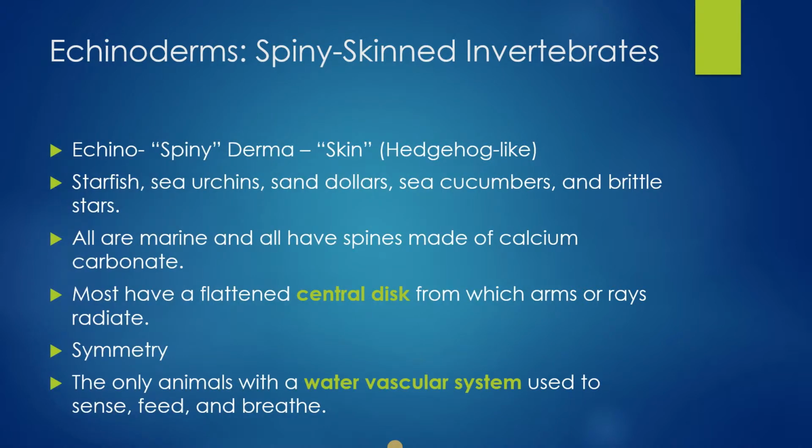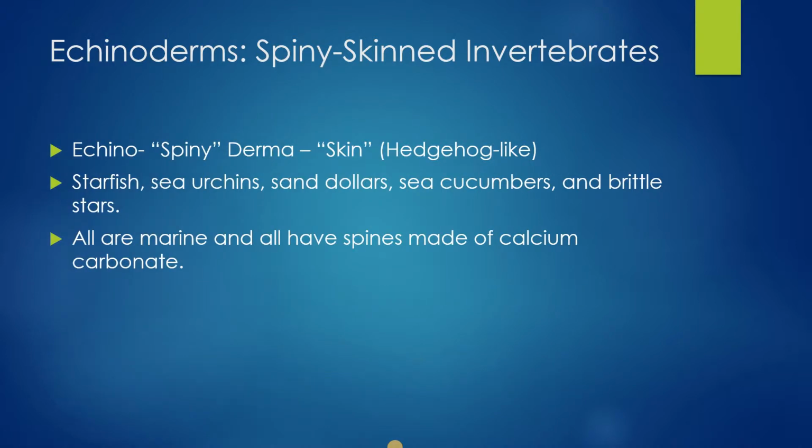Now, all echinoderms are marine, meaning they live in salt water, not just fresh water, but salt water as well, and all have spines made of calcium carbonate. Notice spines, meaning that, of course, they're pokey. You touch them, they might sting you. Obviously, you can touch a starfish, but you don't want to touch a sea urchin. It's not good for you. Calcium carbonate, that's limestone, but they, of course, are hardened.